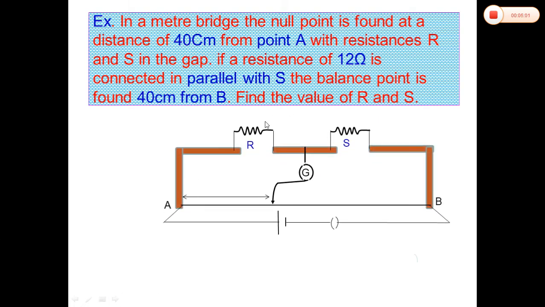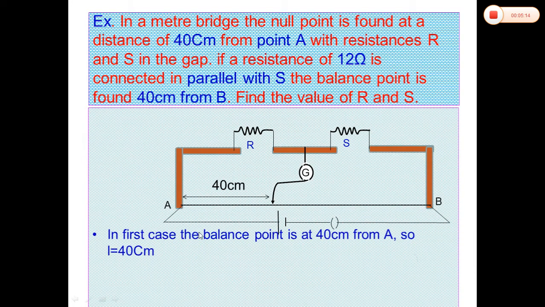Students, this is a meter bridge apparatus in which R and S are the resistances in the two gaps, and in the first case the balancing length is 40 centimeter. In the first case the balance point is at 40 centimeter from A. So R upon S, this is resistance R, this is S, is equal to L upon (100 minus L). Here L is equal to 40 centimeter. So after putting the value of L equal to 40 centimeter, we get this relation: R upon S is equal to 40 by 60, or R by S is equal to 2 by 3.